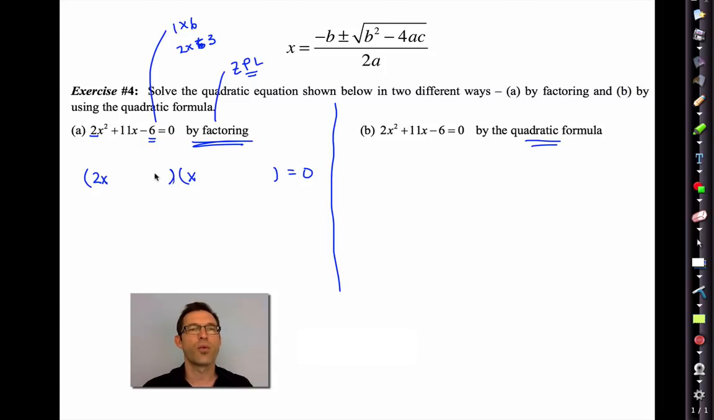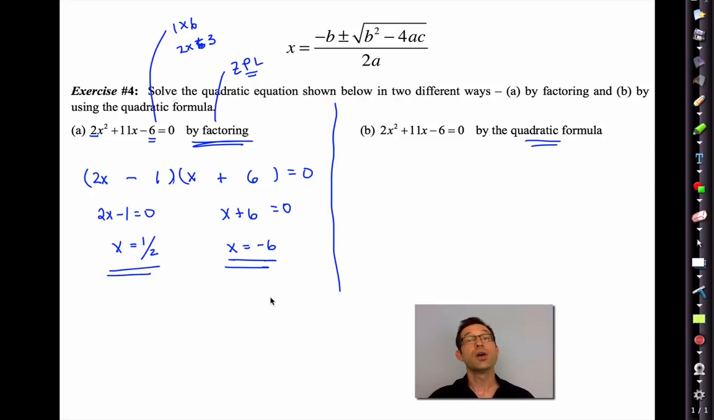All right, so let me try the 1 and the 6. The 1 would have to be here. The 6 would have to be here. That'll give me a 12 and a 1. Yeah, I can make that into an 11 by doing this, right? 12x minus 1x is 11x. So then we'll get 2x minus 1 equals 0. I'm sure you can solve that in your head. x equals 1/2. And then we'll have x plus 6 equals 0. And we'll get x equals negative 6. All right. So let's use the quadratic formula and make sure we get 1/2 and negative 6 as well.